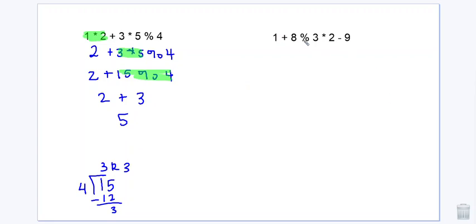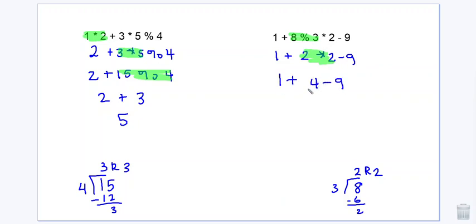In this example, I have the remainder operator and multiplication. Because the remainder operator comes first, I would do that first. So 8 mod 3. I get a remainder of 2, so I'm going to put a 2 here. Next I'm going to do my multiplication. So 2 times 2 is 4. And then now addition comes before subtraction, and then I do my final answer.